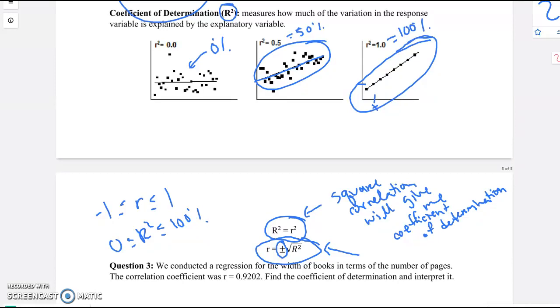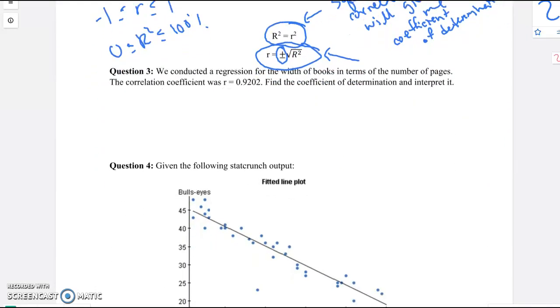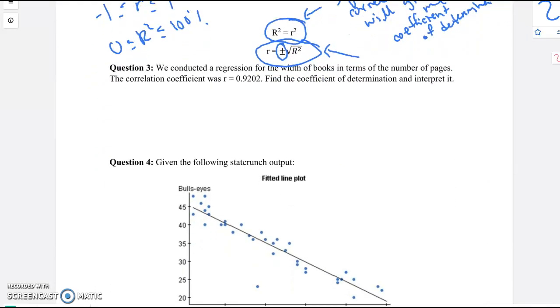Okay, so now let's go to these two questions and then we're done. Question 3: we conducted a regression for the width of books in terms of the number of pages.